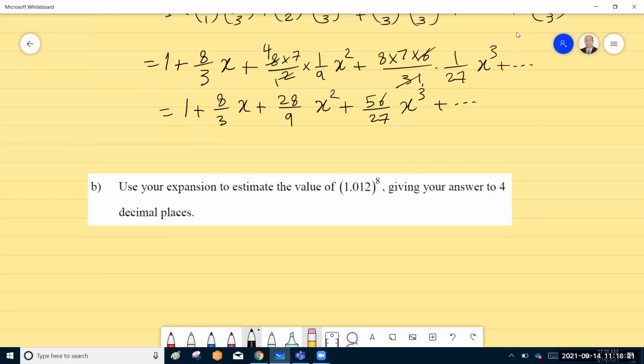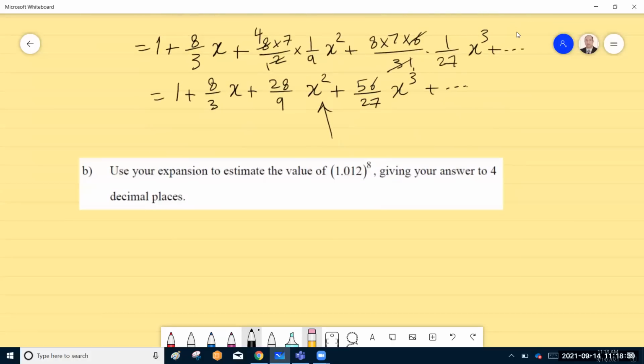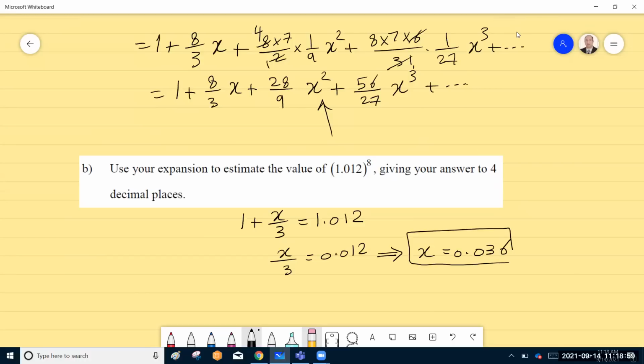I want to use this expansion here. But you have to find the value of x that you substitute to get the value of 1.012 to the power of 8. So equate the bases of the two binomials. You have 1 plus x over 3 equated with 1.012. By subtracting 1 from each side, x over 3 is equal to 0.012. Multiplying each side by 3, x equals 0.036. This is the value you will substitute into the expansion you obtained in part A.